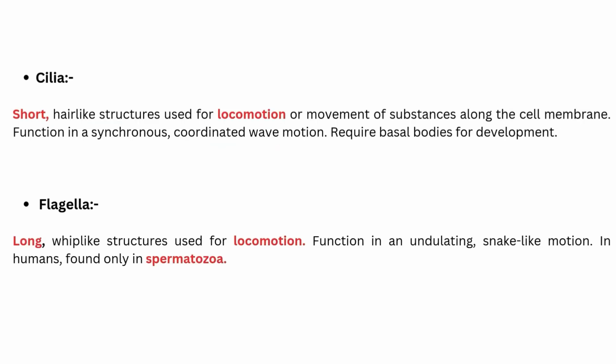Then we have cilia. Cilia are short hair-like structures, and these are for the locomotion of the cell. They function in a synchronous and coordinated wave-like motion. The cell body produces cilia. Flagella. So cilia are short hair-like structures, flagella are long whip-like structures and they are also for locomotion. They function in a snake-like motion, and in humans, they are only found in spermatozoa.